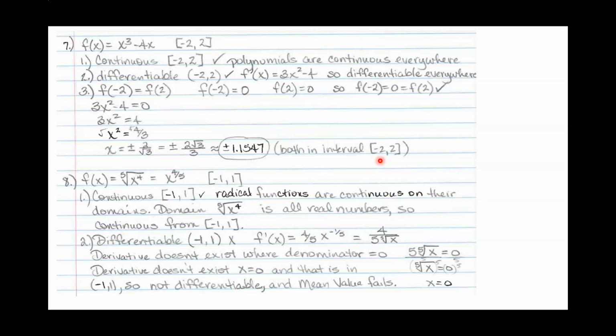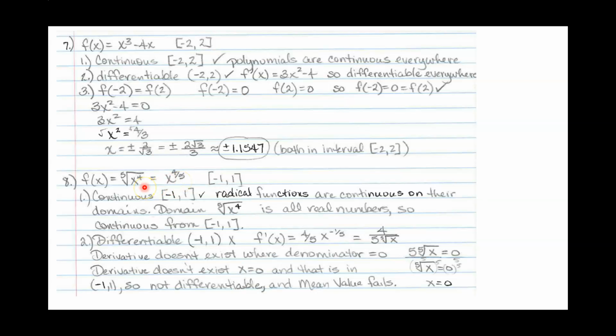All right, then for number 8, they asked me to verify the hypotheses of the mean value theorem, and if they were true, then to apply the mean value theorem. So here's my equation. So I've got x to the 4/5, or the 5th root of x to the 4th, from negative 1 to 1. So first I need to check to see, is it continuous? All right, well, this is a radical.